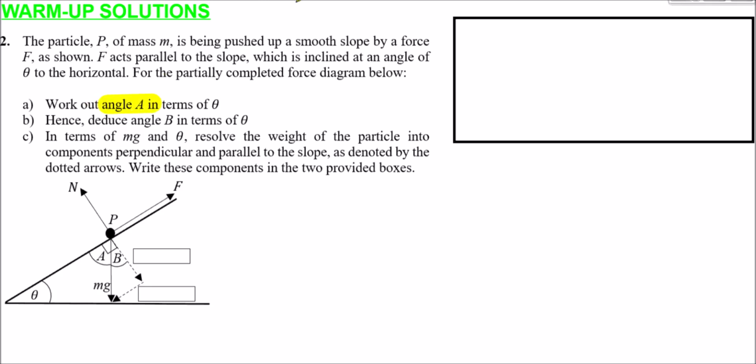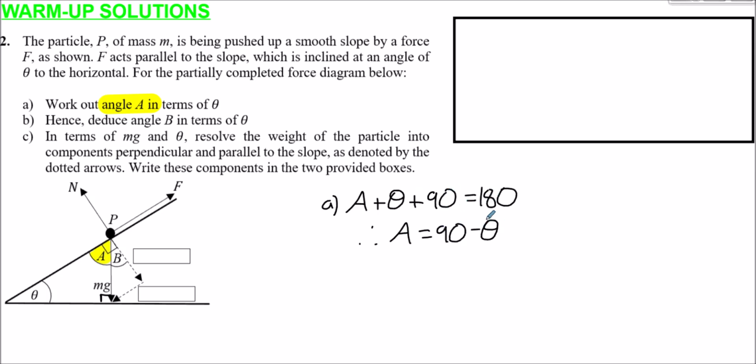So angle A is just this bit here. We can deduce that this triangle from this corner to P to the bottom is going to be a right-angled triangle. That's 90, that's theta. Angles in a triangle obviously sum to 180. And so angle A plus theta plus 90 needs to add up to 180. So therefore angle A is 180 minus 90 minus theta, which gives us 90 minus theta.